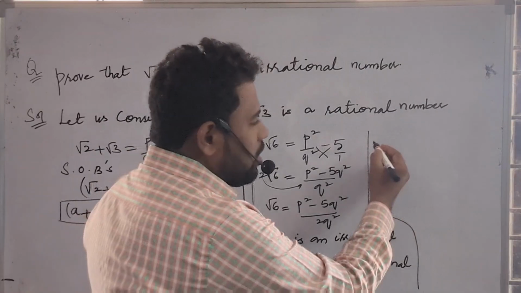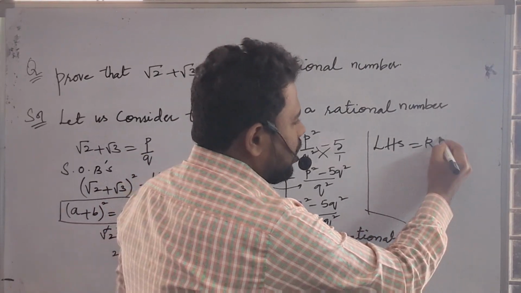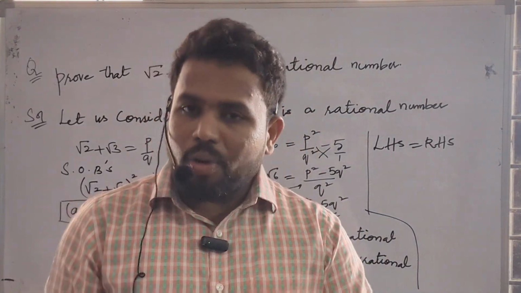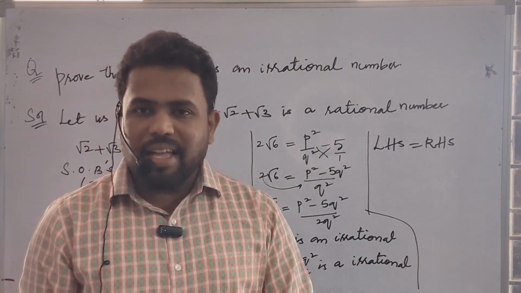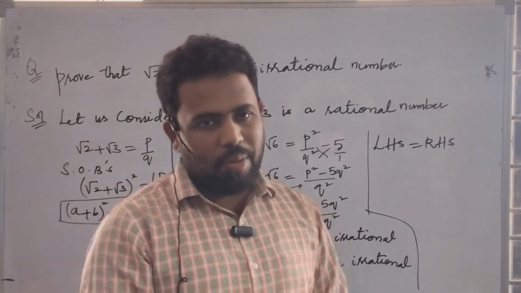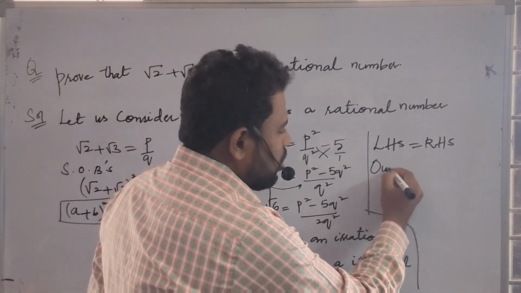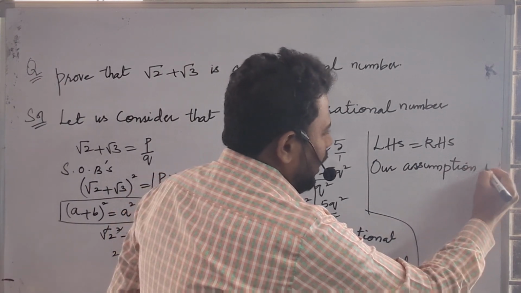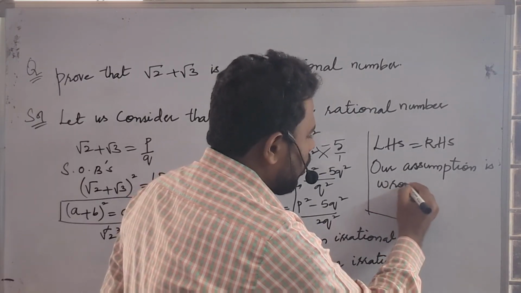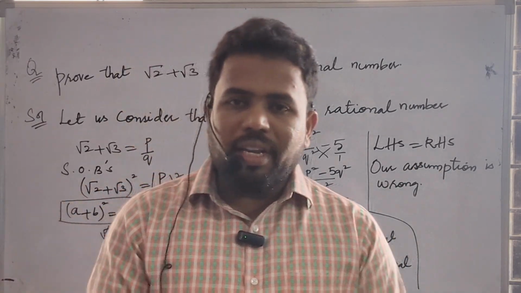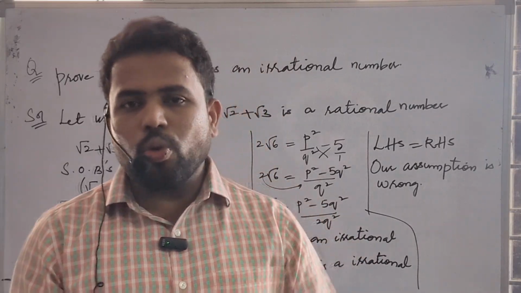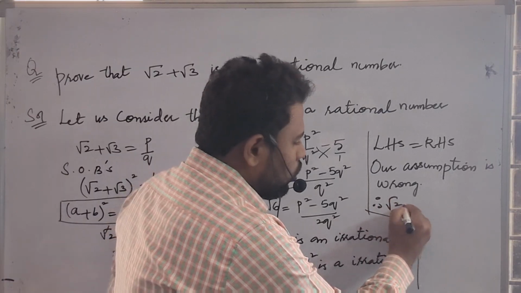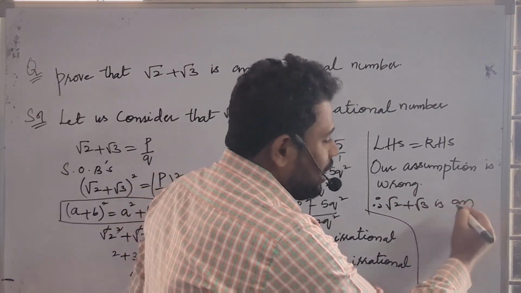Fine. So here, LHS and RHS are not equal. It means this number is not a rational number. Then the contradiction of this statement says that this is an irrational number. It does mean that our assumption has gone wrong, our assumption is completely wrong. So based on this, the contradiction of this statement says that the given number root 2 plus root 3 is an irrational number. Therefore, root 2 plus root 3 is an irrational number.